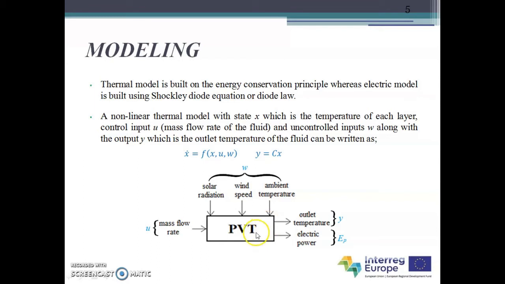The control input, which is mass flow rate, and the uncontrolled inputs, which are solar radiation, wind speed, and ambient temperature. The output y, which is the outlet temperature of the fluid, and for electrical model, we have electrical power as output.